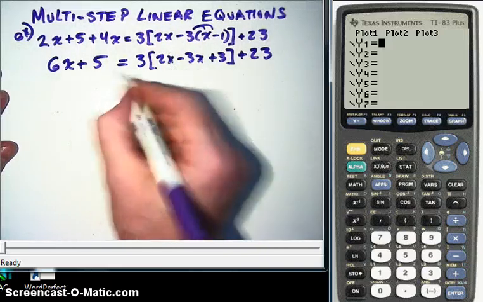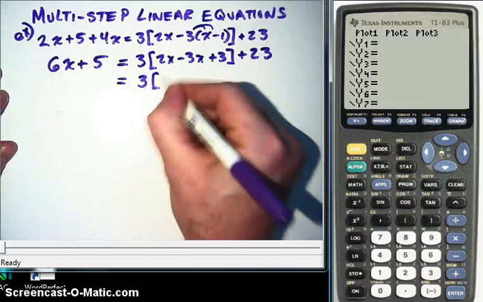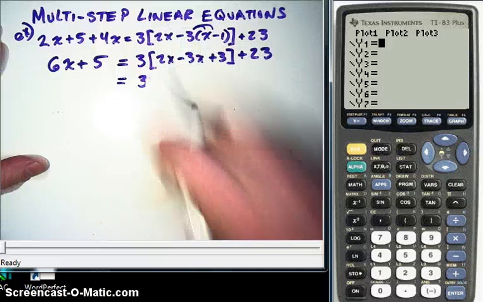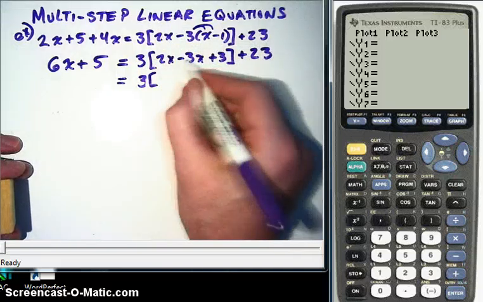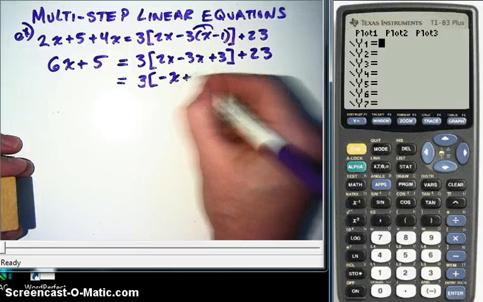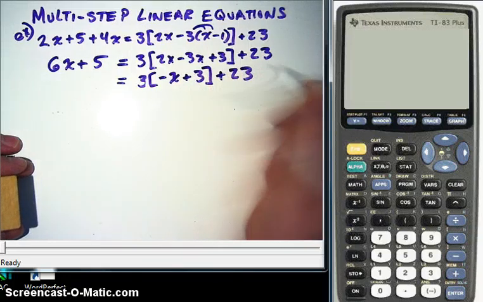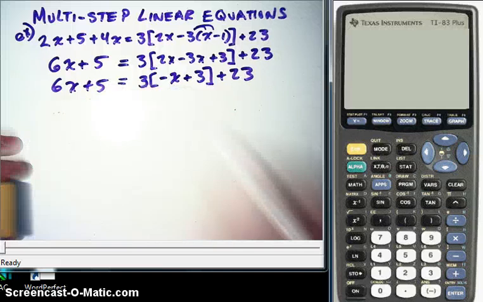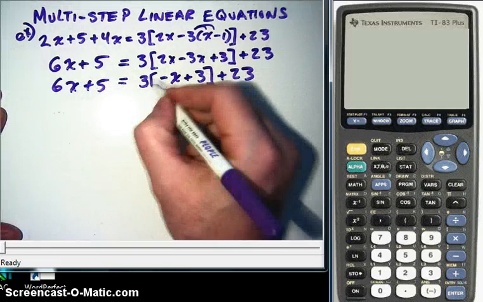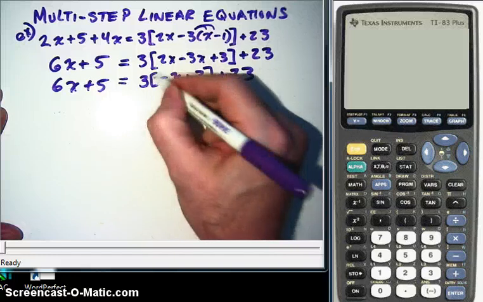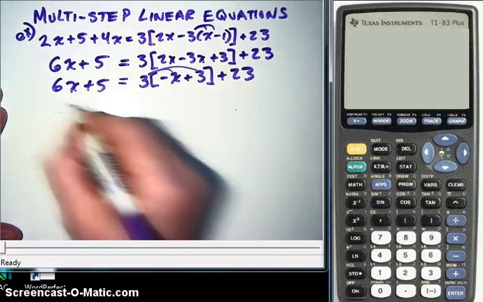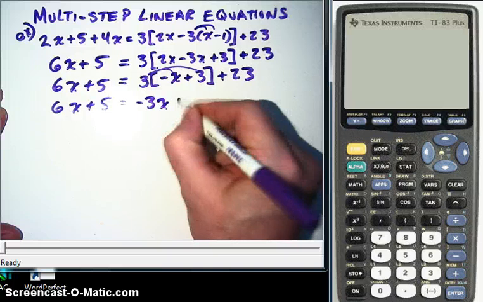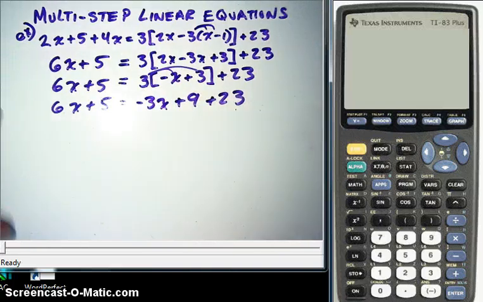Adding like terms here gives us 3 parentheses, 2x minus 3x is just negative x, plus 3, bracket, plus 23. And since this is simplified as far as it goes, all we have to do is copy this down here. Finally, we have this set of brackets that we want to get rid of, so we will distribute here, copying this again, and this becomes negative 3x plus 9 plus 23.